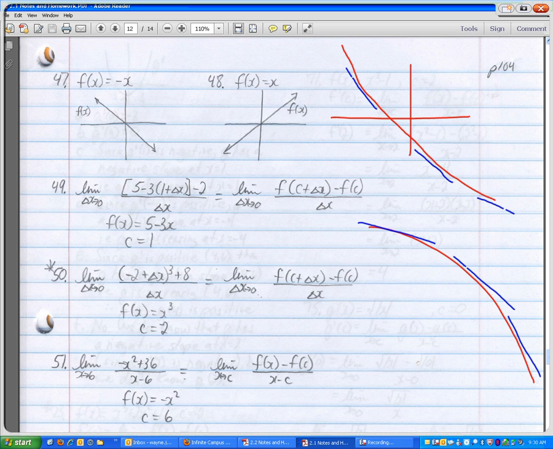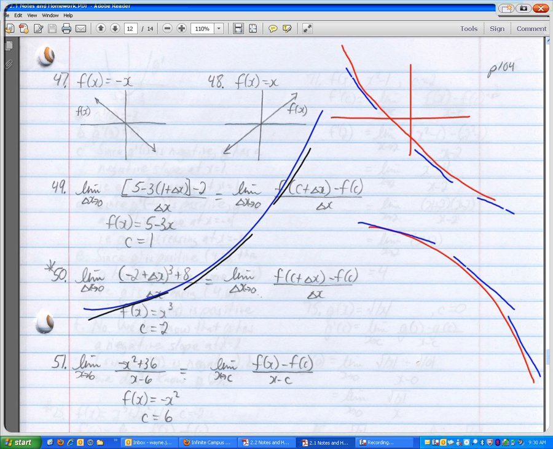Then on 48, they want us to sketch a graph of a function whose derivative is always positive. So again, I kind of cheated and just drew a line with a positive slope. But guess what else I could have drawn? A curve that's always going up to the right, always increasing. If that's my curve, the slope of that tangent line is positive. The slope of that one's positive. The slope of that one's positive.